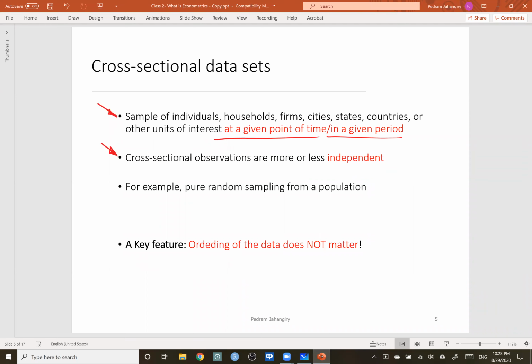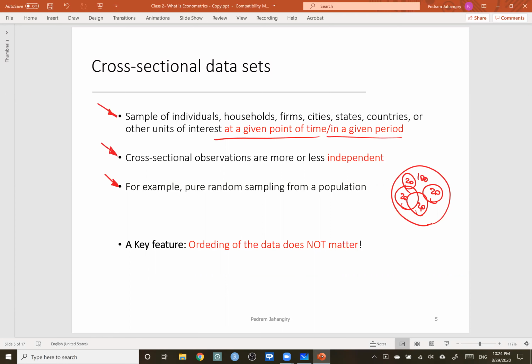For example, pure random sampling from a population. I'm going to talk about this one specifically in our detailed class, but basically, the idea is that random sampling from a population goes with cross-sectional data. So let's say I have a population of 100 students, and each time I'm picking 20 of them, 20, 20, 20. If I make sure that these 20 out of 100 are chosen completely randomly, then the odds that they are independent are high, right? So this is one property of cross-sectional data.